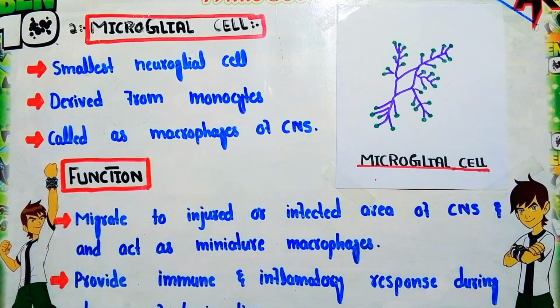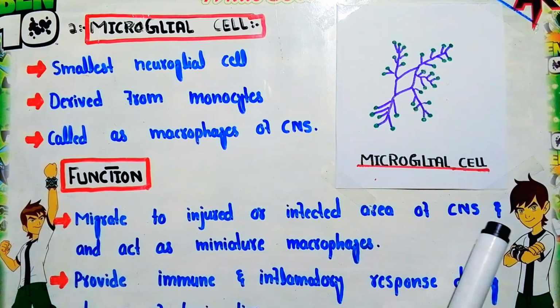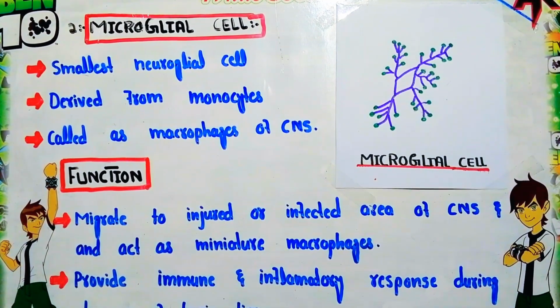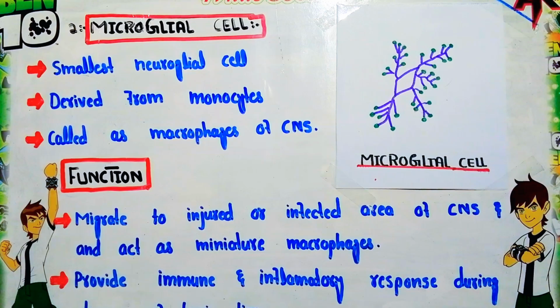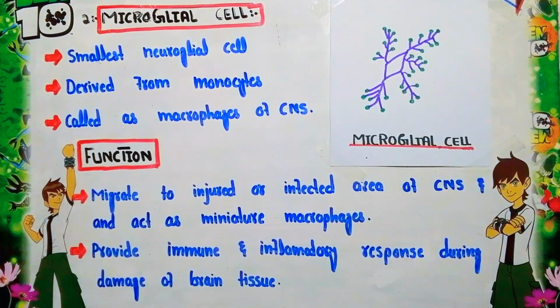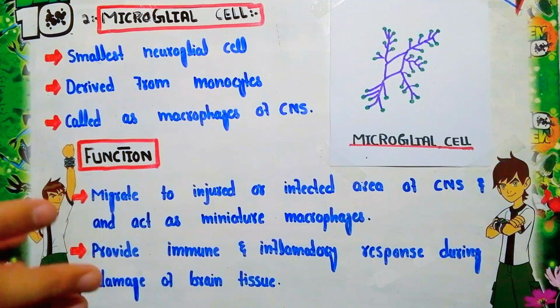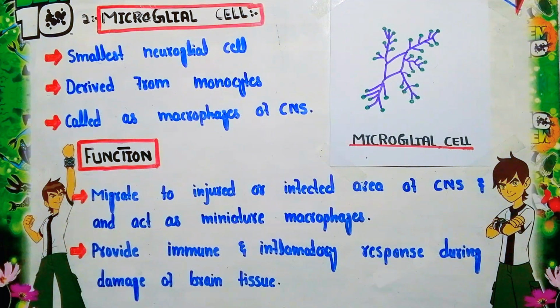Now what is the function of the microglial cells? The first function is to migrate to the injured or infected area of the central nervous system and act as miniature macrophages. As we know, any type of infection can occur anywhere in the central nervous system. So these microglial cells act like small macrophages, come to the site of infection, and engulf the microorganisms and pathogens, thus protecting our central nervous system from these intruders.